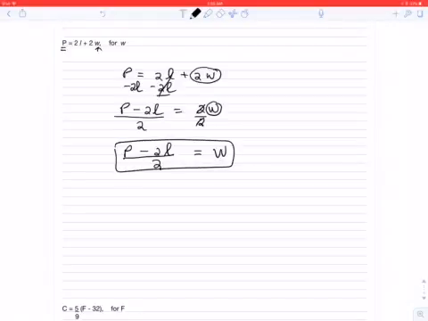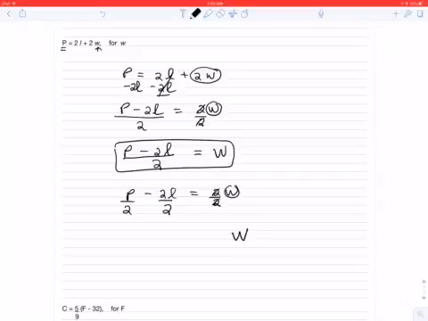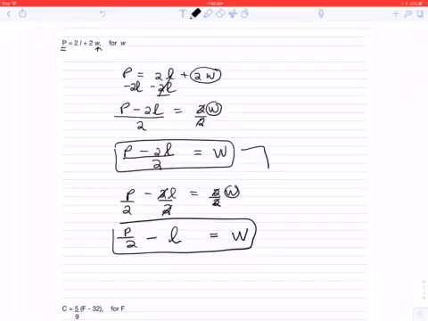All right, let's go back a step to where I had P minus 2L equals 2W. I could, in solving for W, divide the 2W by 2 to get the W by itself on the right side. On the left side, I can divide each term by 2. So another form of the same answer could be P over 2 minus, let's see, those 2's cancel, L. So either of those solutions would be acceptable.